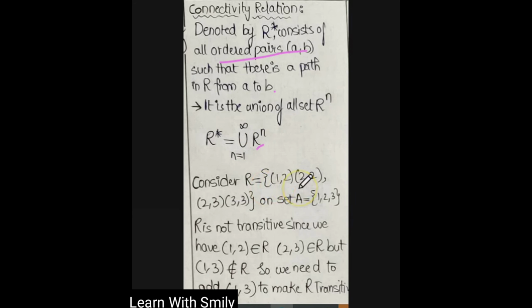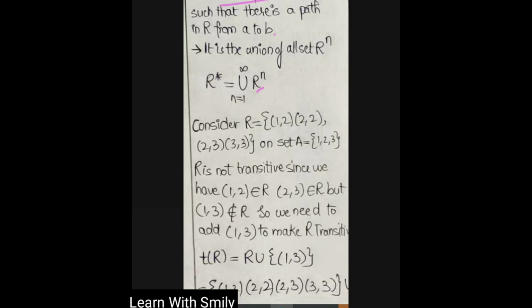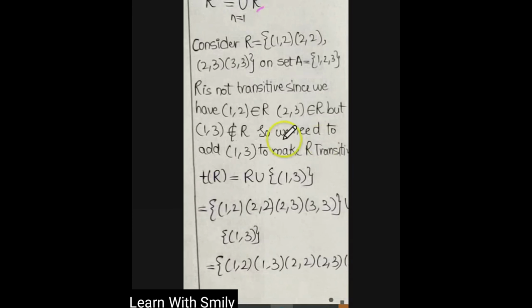Suppose we are taking this relation with (1,2), (2,2), (2,3), (3,3) within a particular set where 1, 2, 3 are present. R is not transitive because (1,2) belongs to R and (2,3) belongs to R, but (1,3) doesn't belong to R. So we need to insert this (1,3) to make it transitive. So this is how path and connectivity relation work.